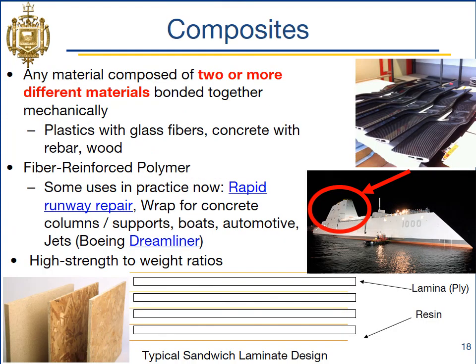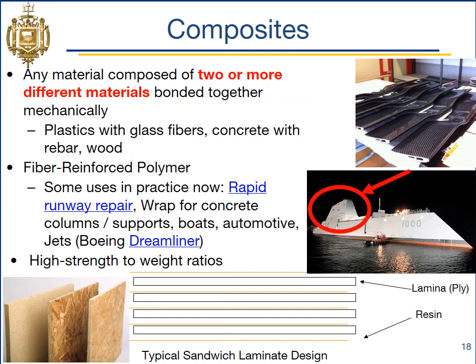Composite materials are just defined as being a material composed of two or more different materials bonded together. Some examples of composites are the Dreamliner fuselage. You can see some fiberglass airfoils in the top picture. You can see the DDG 1000 superstructure to keep the weight light at the top. And then also I'd encourage you to click on the Rapid Runway Repair link. You've got some uses of composites there.